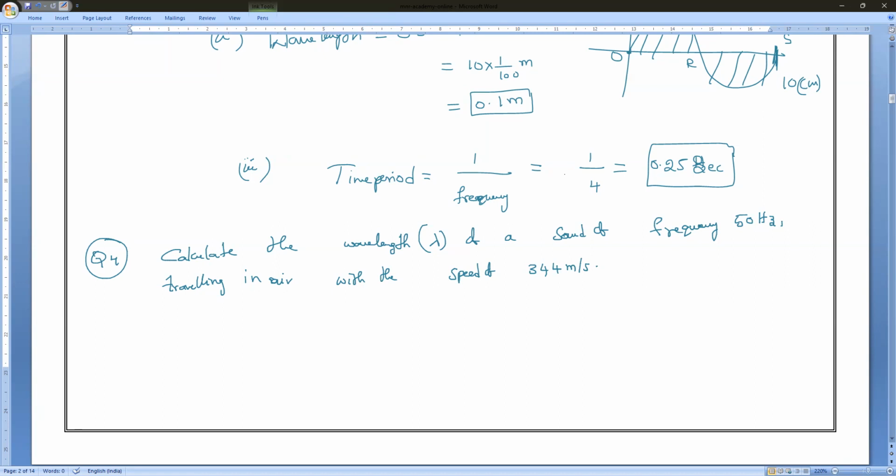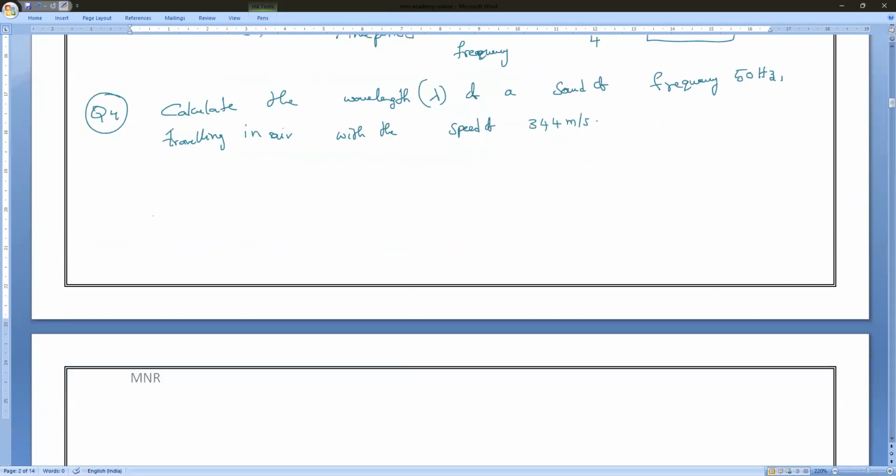So 344 meters per second is what? Wave speed. So let us write capital V for wave speed. Wave speed is equal to how much is given? 344 meters per second. Is it right, guys?